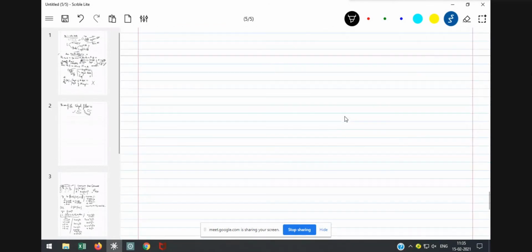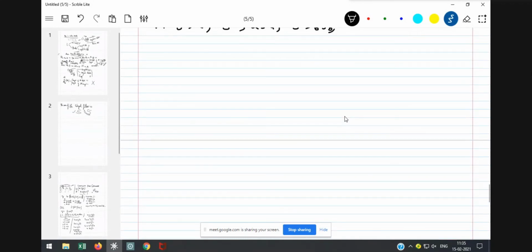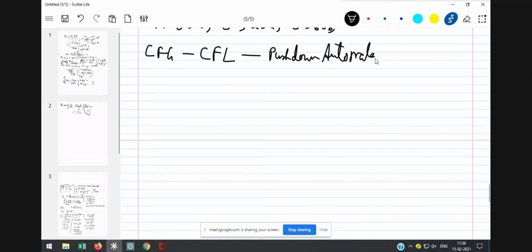Okay, now let me explain another new concept. Our target for this particular topic which we are going to study is to understand context-free grammar. The language generated by this grammar is known as context-free language. And the machine which is going to accept this language is known as push-down automata, or in short, PDA.